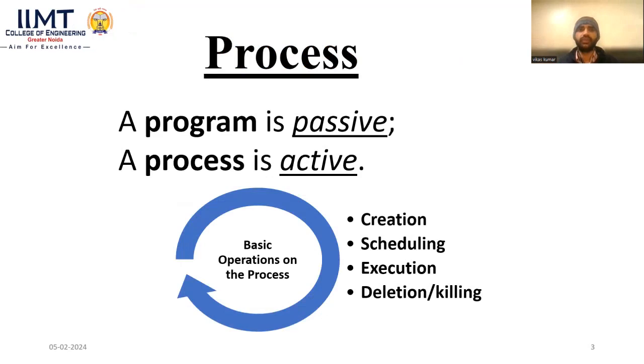We have discussed what is a process: a program is in passive state and a process is in active state. The basic operations on a process, as we discussed in the last slide, are creation, scheduling, executing, deletion, and killing. For example, I am writing a program, and this writing of a program we consider creation of a process. Suppose I am writing a Word file and saving this Word file in my system. That is also creation of a process.